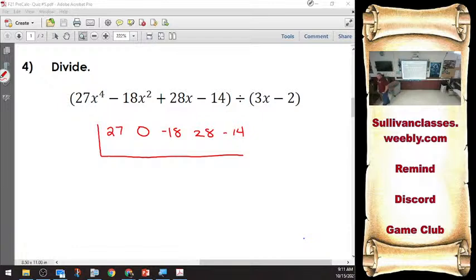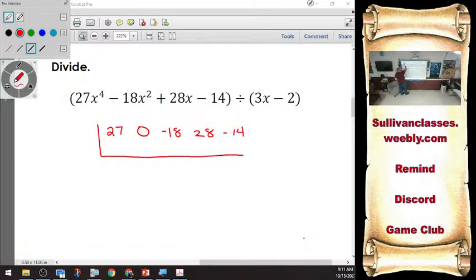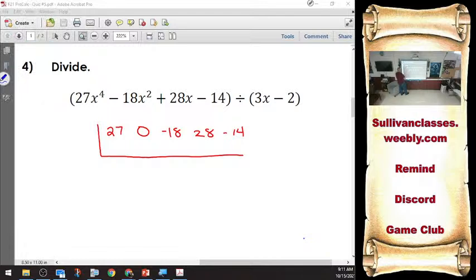What's something that we should be writing next to this problem? Don't forget to look for missing terms. Look for 0 as a placeholder. Okay, otherwise it will completely wreck your answer. All right, what am I dividing by here? What's my 0?